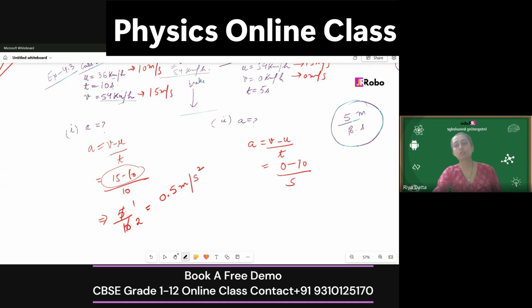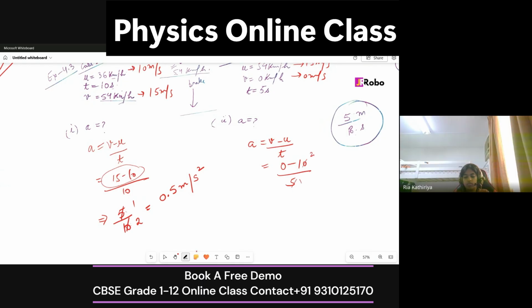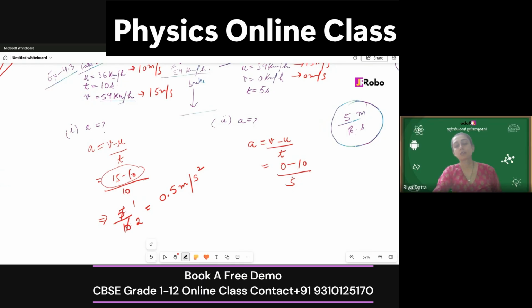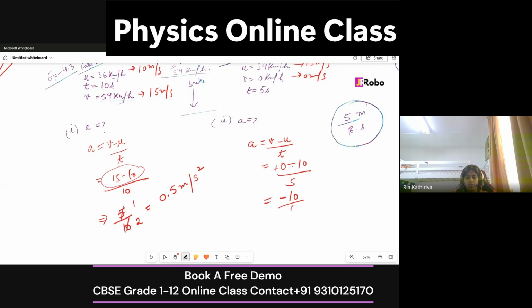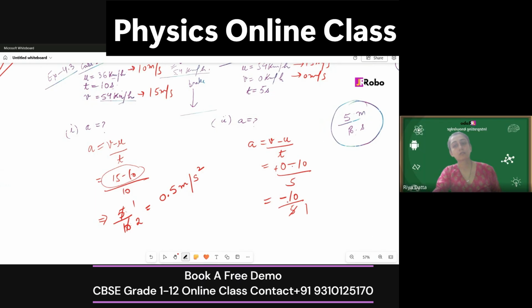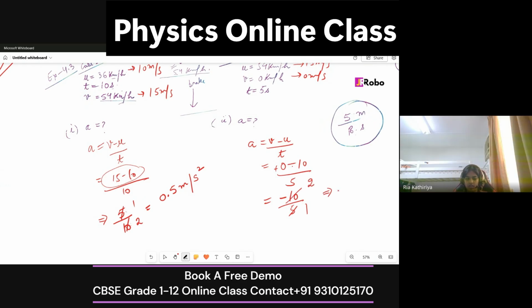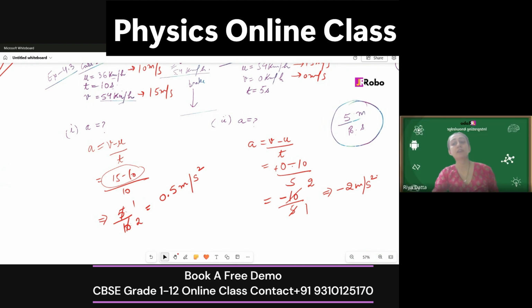In this situation also, I can't simply do this. First I'll have to subtract: 0 minus 10 will be minus 10, because 10 is the larger value here and its sign will come first. For case 2, I got minus 0.5 meter per second square. Minus, it will be minus 2 meter per second square because now we have 5 in the denominator, right?